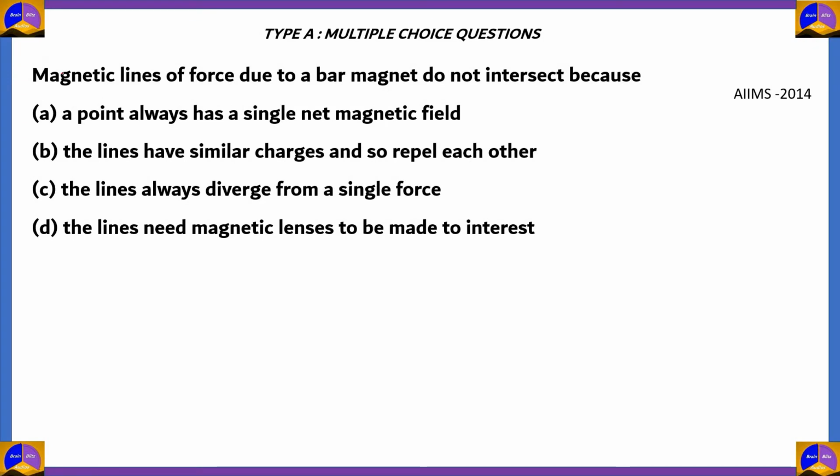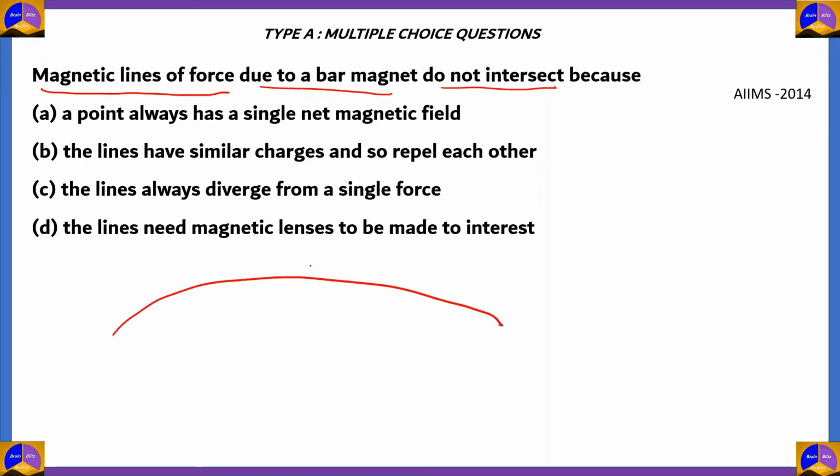Next question. Magnetic lines of force due to a bar magnet do not intersect because a point always has a single net magnetic field; the lines have similar charges and so repel each other; the lines always diverge from a single force; the lines need magnetic lenses to be made to intersect. Now, we've all known that like poles repel and unlike poles attract. We also know that magnetic lines of force do not intersect from our earlier classes. But why does this happen?